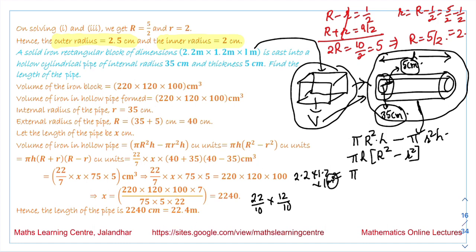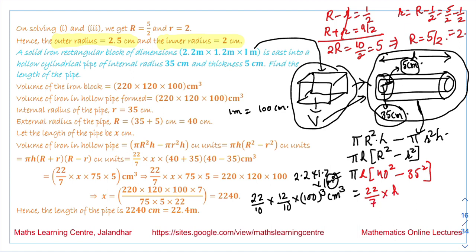Now we have meter cubes over here, so we want to convert it to centimeter cube, and we know that 1 meter is equal to 100 centimeters. So we have to convert it to centimeter cube, so it means we have to multiply by 100 raised to the power 3 centimeter cube, and this value we are talking over here, this is πh into R² − r². So the external radius over here is 40 squared minus the internal radius over here, 35 squared. So we get 22 by 7 into the value of h we want to calculate, and this value will become 40 minus 35 is 5, and 40 plus 35 is 75.